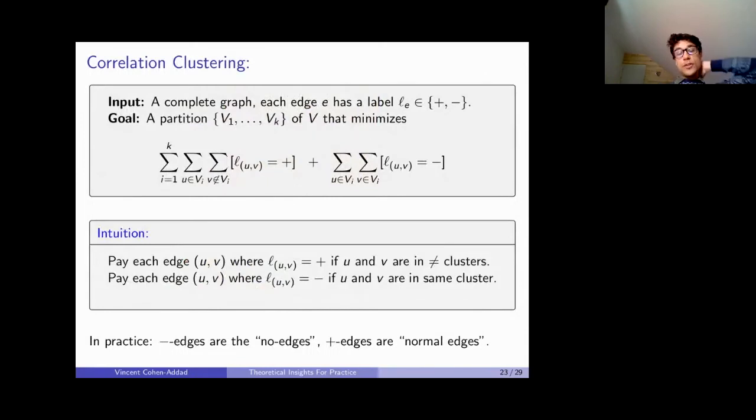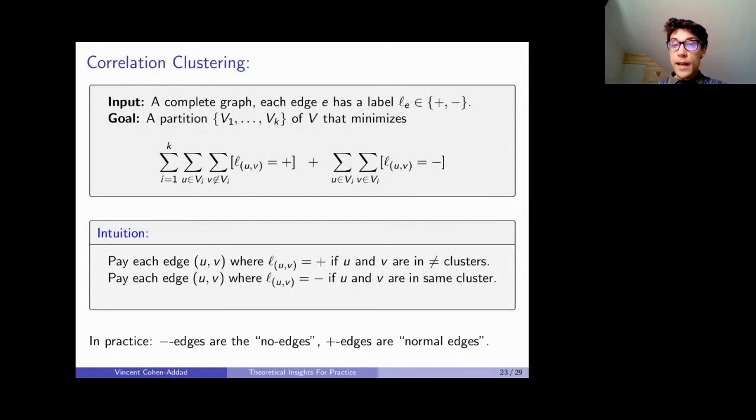And for correlation clustering, now it's closer to what people doing combinatorial optimization are used to. We have this very nice objective function, and we try to get the best constant factor approximation for it. So the input is very simple.